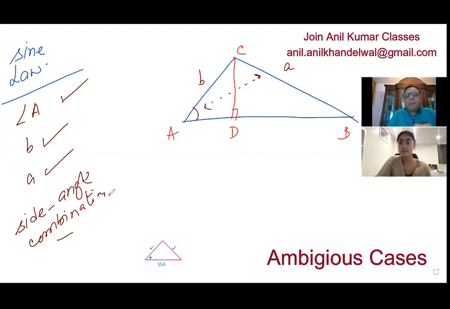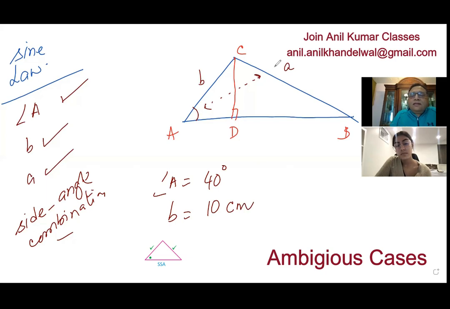Now look here. If I say that angle A is equal to, let us say, 40 degrees, and B is equal to 10 centimeters, will any value of A make a triangle? No, it has to be bigger than the length CD. Otherwise it won't close, right? If A is smaller, only that much long, then it cannot form a triangle. So, what is the minimum length of A? Let's figure this out.